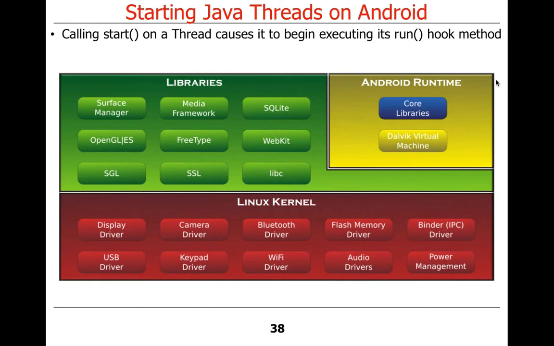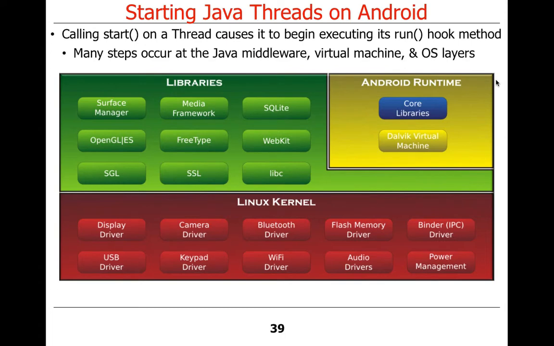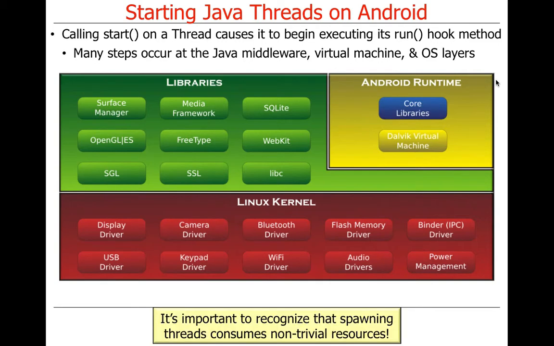When you call start, it causes a thread to begin to execute its run hook method. And this will end up involving a lot of layers in the Android stack. So it'll involve stuff in the core libraries, the virtual machine, the libraries, the operating system kernel, etc. There's probably a dozen different calls at least that get made, and we're going to show you a few of them. So the point of all this to remember is that starting a thread takes time. It consumes a non-trivial amount of resources. So don't do it wantonly. Do it judiciously. Do it when whatever you're going to do is going to take a lot longer to run than the time it takes to spawn a thread.